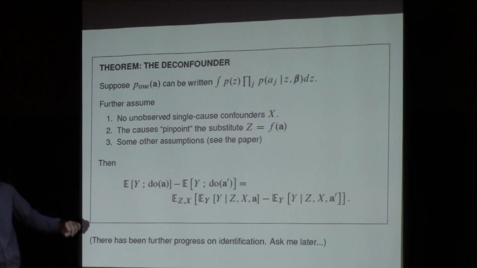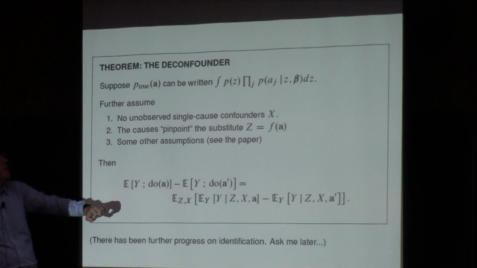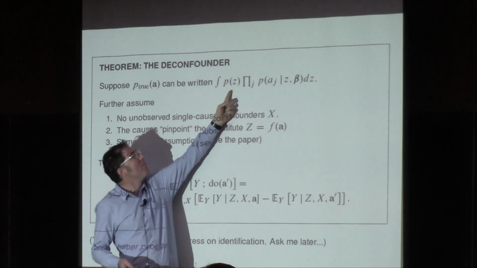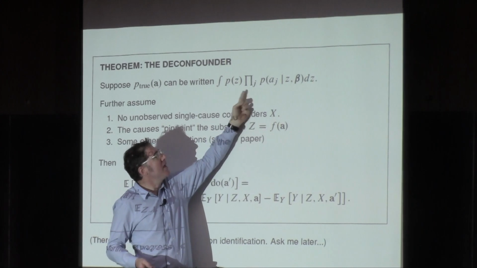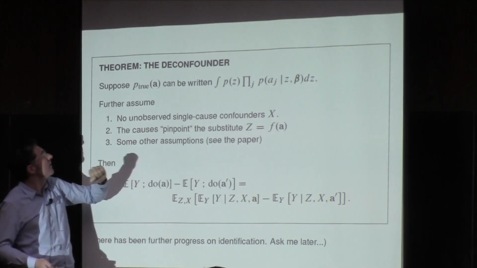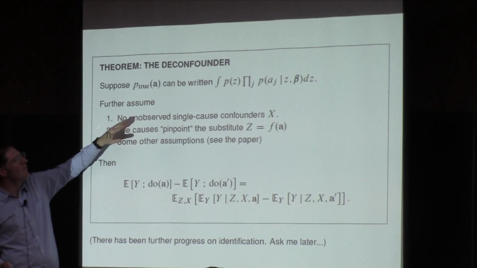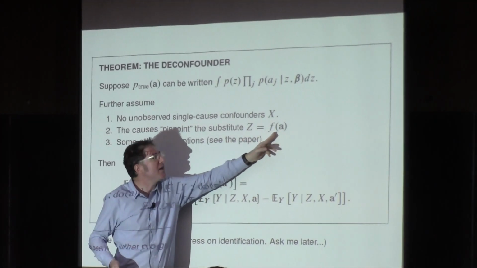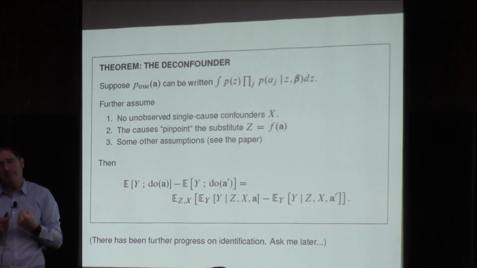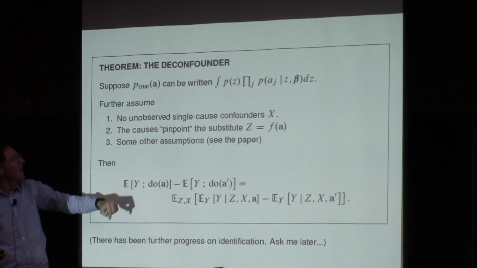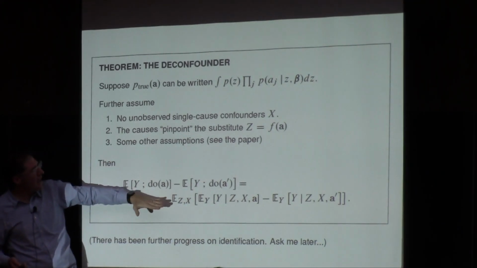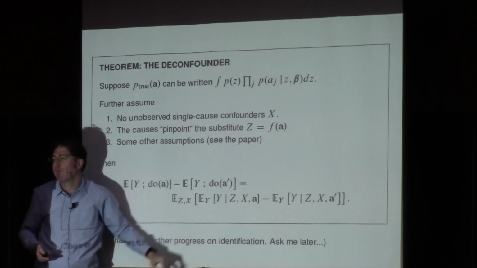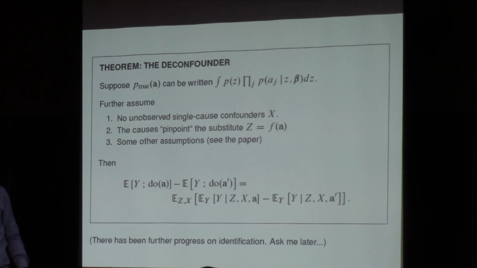Okay, so the theorem, this is a cartoon of the theorem. Suppose I can capture the true distribution of causes with my factor model. In other words, I can write it as a marginal under Z of conditionally independent causes. Then, with some other assumptions, the no unobserved single cause confounders, and that the causes pinpoint the substitute. In other words, I can estimate Z from A. I can estimate this latent variable from A with a deterministic function, and some other assumptions. Then I can identify the contrast between Y, where I intervene on A, and Y, where I intervene with A prime. Okay, so this is an identification theorem for this setup.